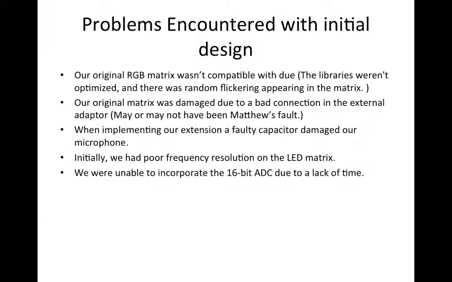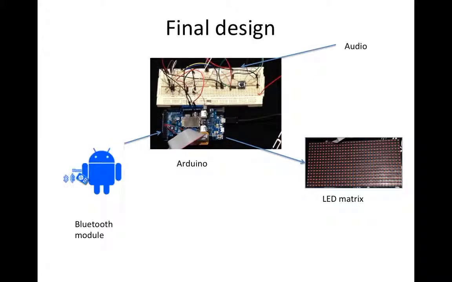Finally, we ran out of time and were unable to incorporate the external ADC. Instead, we had to use the onboard ADC. Our final design consisted of an audio output into the Arduino analog input. This was sampled and processed in the manner described earlier, and the output was used to control an LED matrix. An additional level of control of the matrix was provided by a Bluetooth module, which allowed the matrix to be turned on and off from an Android phone.